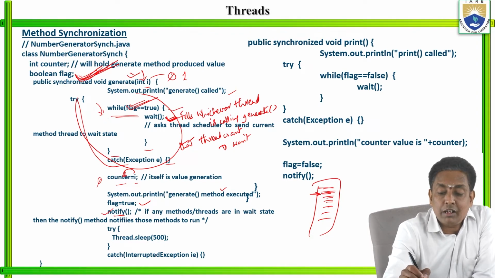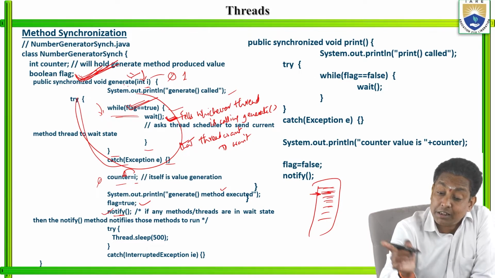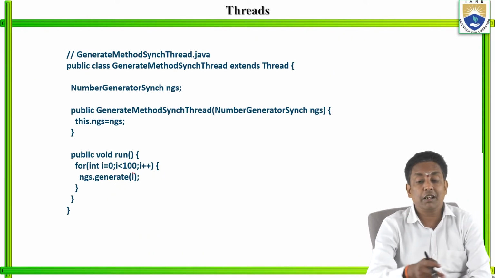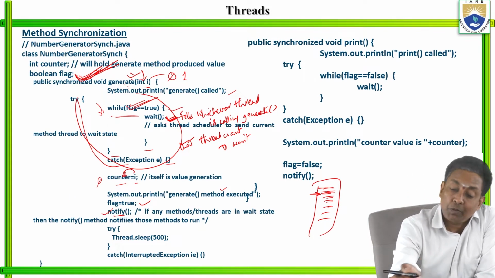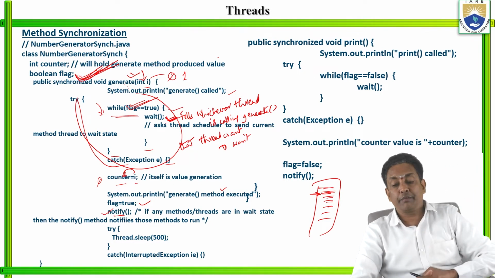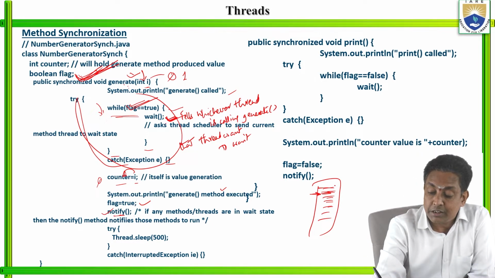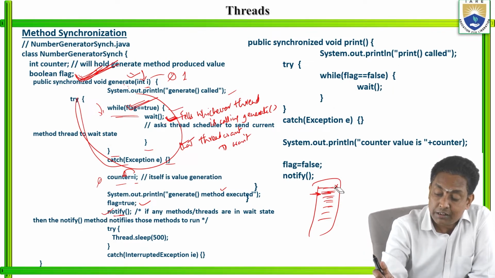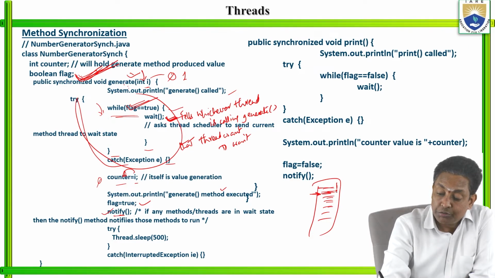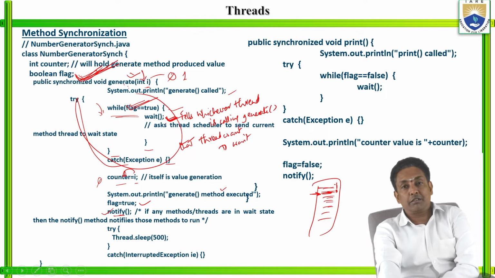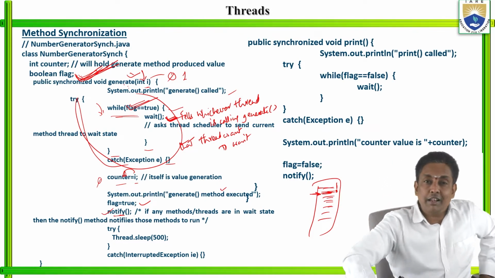immediately the wait method is called here, which is intimated to the generate method's corresponding thread. The generate method's corresponding thread means this one, the generate method synchronization thread. This wait method instructs this generate method's corresponding thread to go to wait state. It's not dead state, it's a wait state. Wait state you can represent with something like an exclamation mark. Once the first thread goes to wait state, then the second thread, which has been notified already, its execution will start.